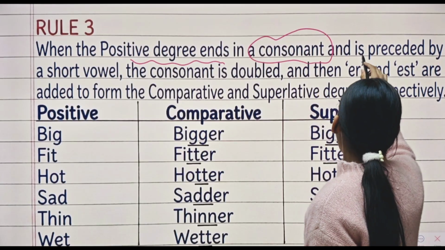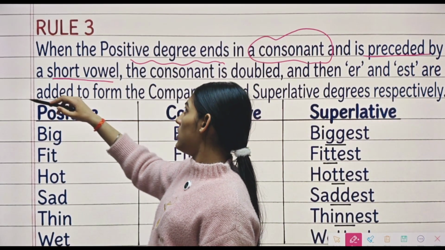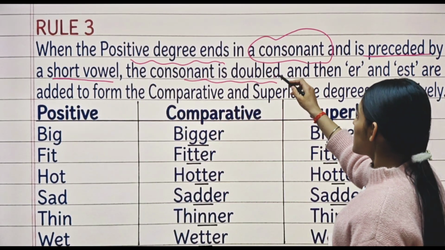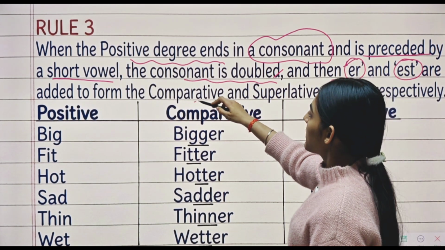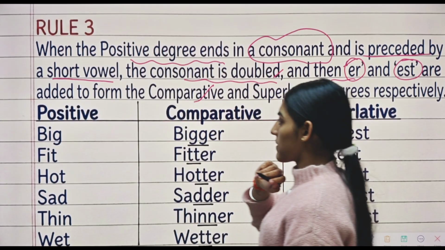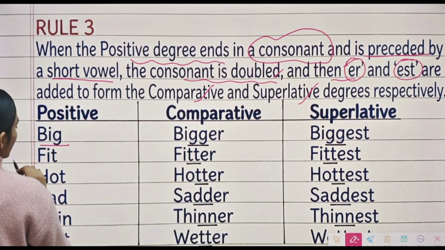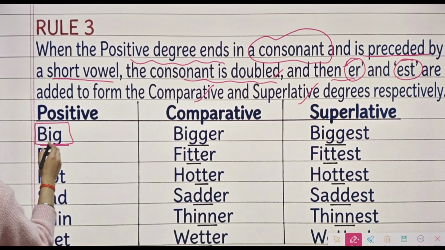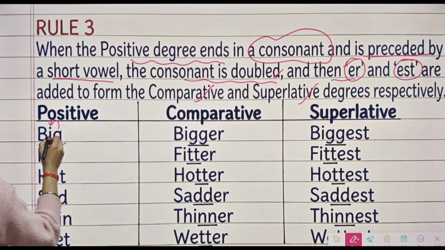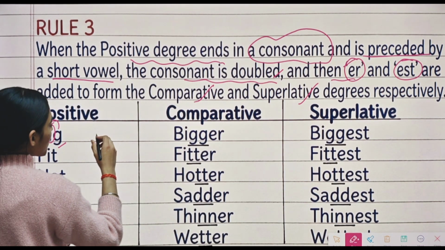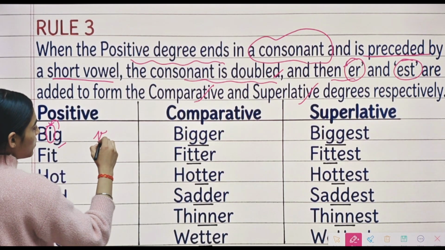Now moving on to rule number 3, which says, when the positive degree ends with a consonant and is preceded by a short vowel, then the consonant will be doubled, and we just add er and est to make the comparative and superlative degree respectively. Here we have the word big in positive. Here the word is ending with a consonant G, and before that we have a vowel. Which are vowels? The vowels I told you.